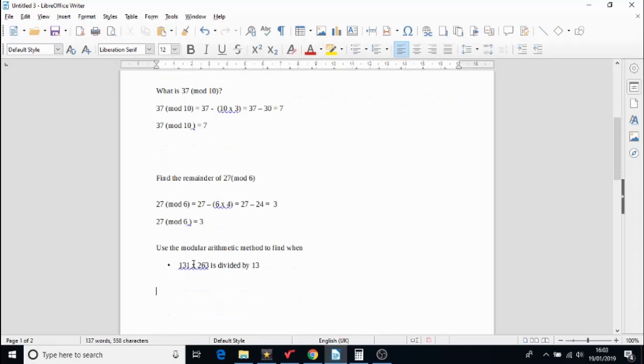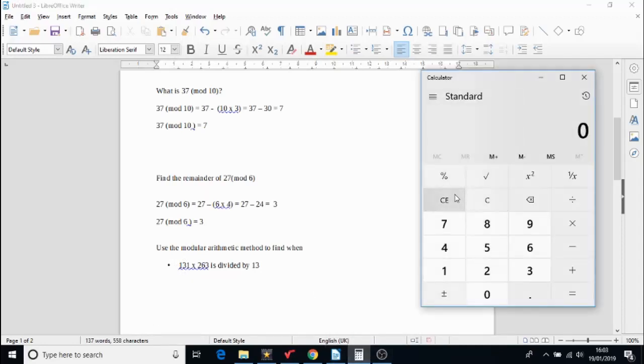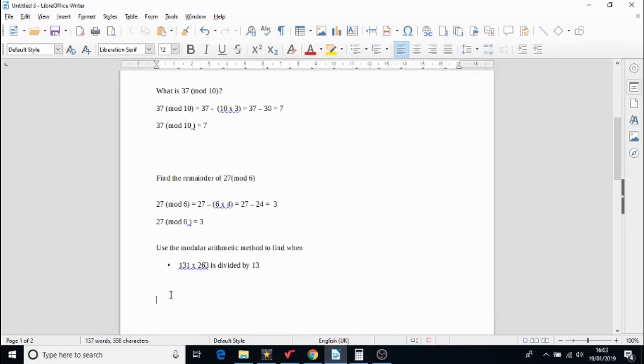Let's move on to a much harder question. Use the modular arithmetic method to find the remainder when 131 multiplied by 263 is divided by 13. You might be looking at the question thinking it's daunting. It's basically the same question as the others, except you just need to do an extra step. You need to work out 131 multiplied by 263, so you use your calculator. Let's write out the question. It's always good to write out the question.